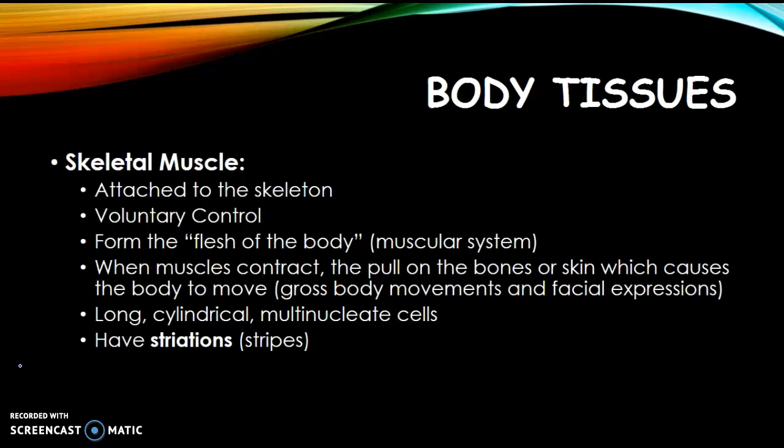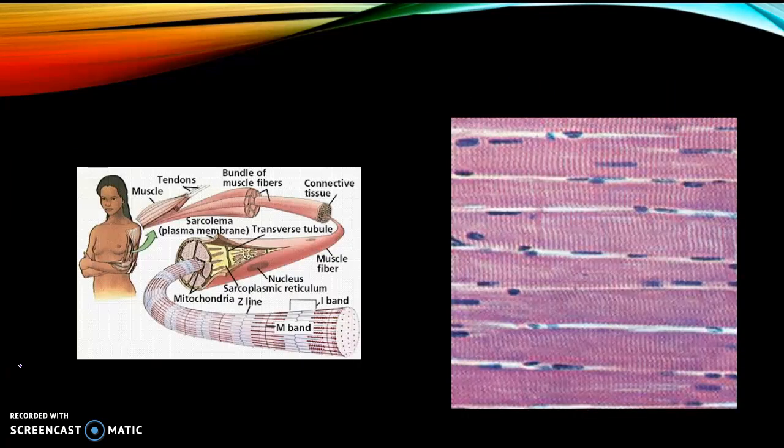These cells are going to be long, cylinder in shape, and have multiple nuclei. They're also going to have what we call striations or stripes. So this is what skeletal muscle looks like underneath the microscope. What I want you to see here is this would be one cell right here, okay? So that's why they say it's cylinder in shape. The nuclei, there's more than one per cell, and they're pushed up against the sarcoplasm of this muscle cell, or the plasma membrane of the muscle cell. And you can see throughout you have stripes, and those stripes are called striations.